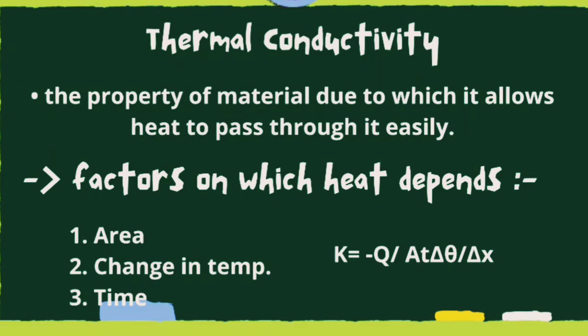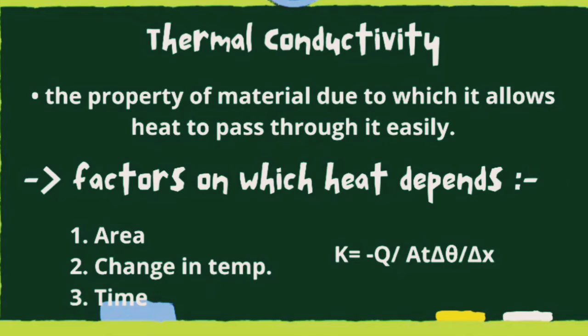Next topic is thermal conductivity. It is the property of a material due to which it allows heat to pass through it, and factors on which heat flow depends are area, change in temperature and time. And its formula is Q equals minus K A t delta theta upon delta x, where K is the coefficient of thermal conductivity and delta theta by delta x is the temperature gradient.